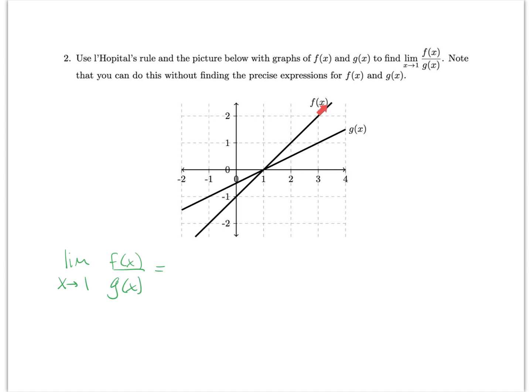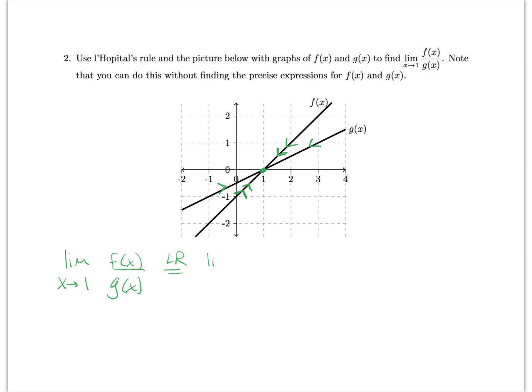If I look at my graph, as x approaches 1, f of x approaches 0, and as x approaches 1, g of x also approaches 0, right? So think way back when we first studied limits. We have a little ant marching along the graph of f. As the x values are getting closer to 1, the y values are getting closer to 0. Same for g. So it goes to 0 over 0. That is an indeterminate form that allows us to use L'Hopital's rule.